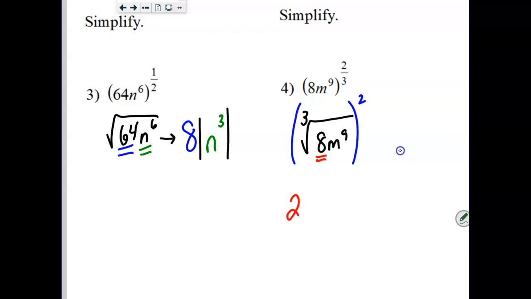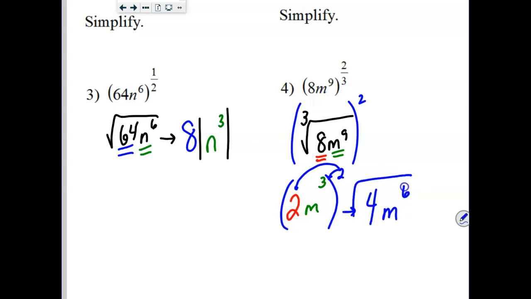All right, so then here we have cube root of m to the 9th. That becomes m to the 3rd. But don't forget, this whole quantity is being squared. So now you're going to take the squared, and you're going to apply it to both the 2 and the m to the 3rd power. So 2 to the 2nd power, better known as 4. And then m to the, multiply these together, so m to the 6th. Very good. We didn't have to worry about absolute value on that one, though.